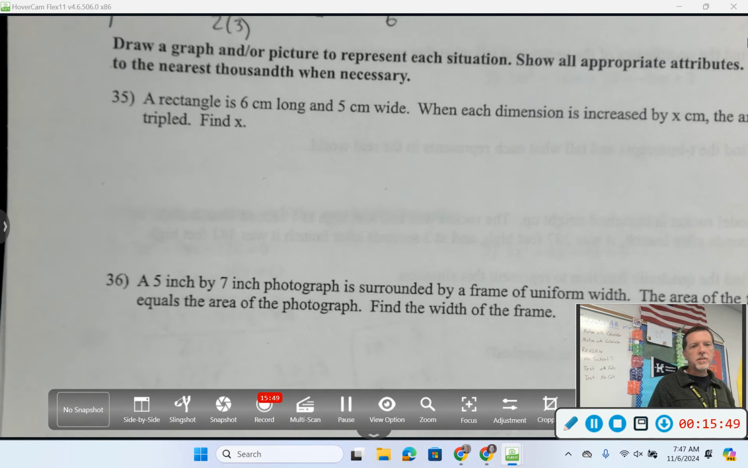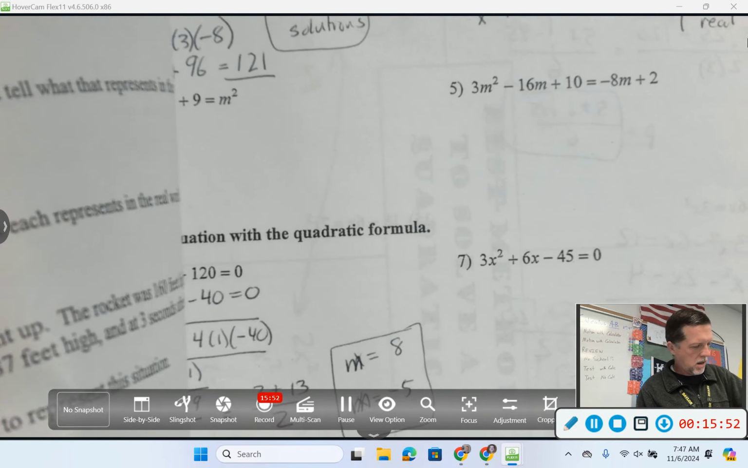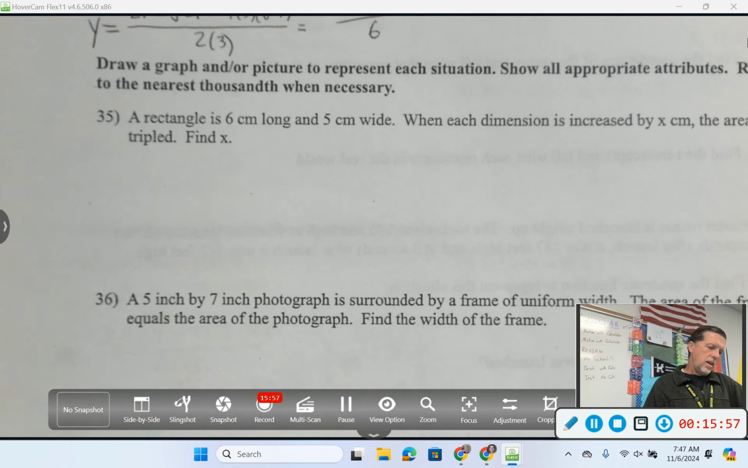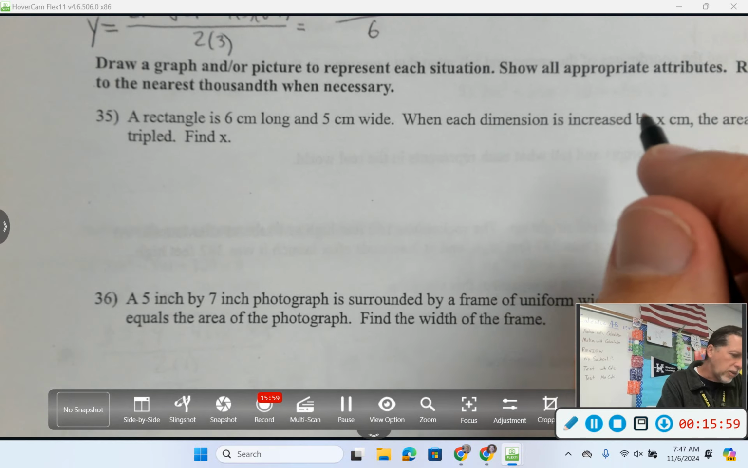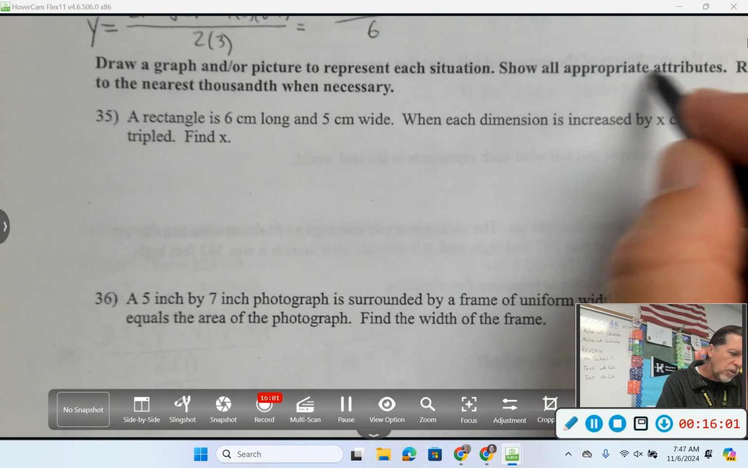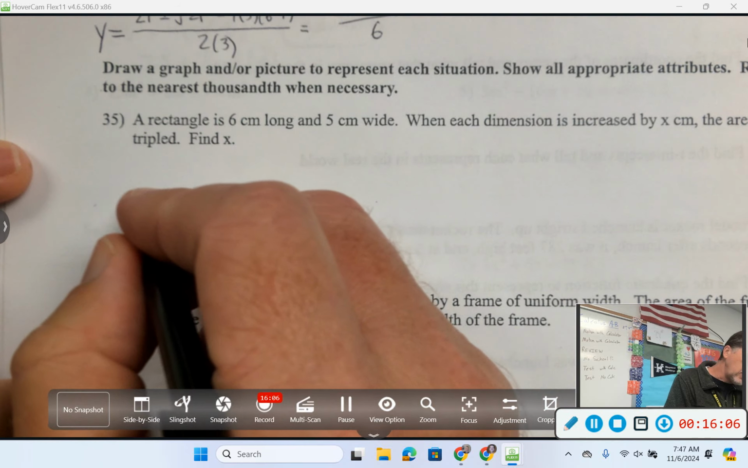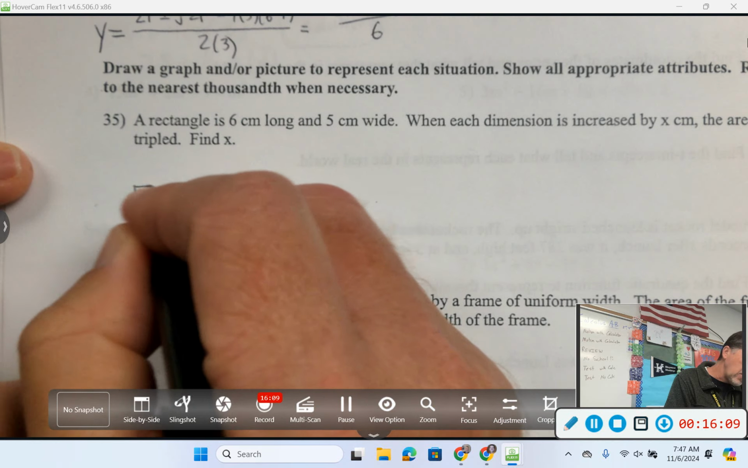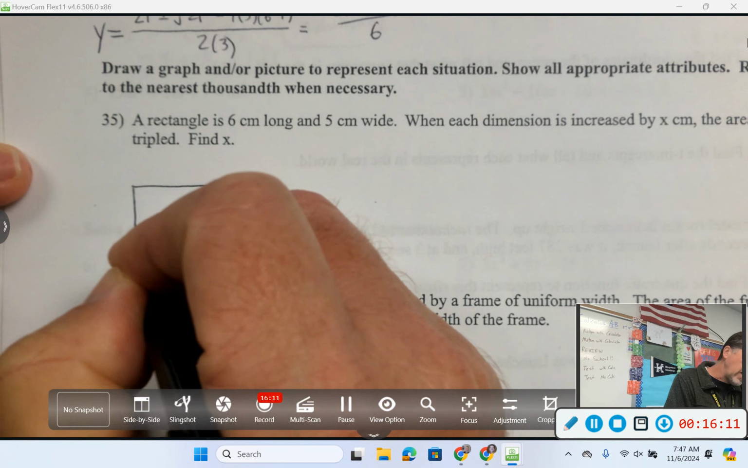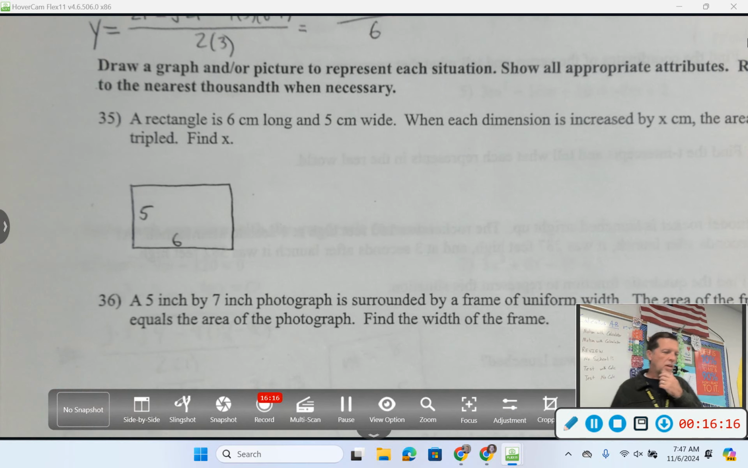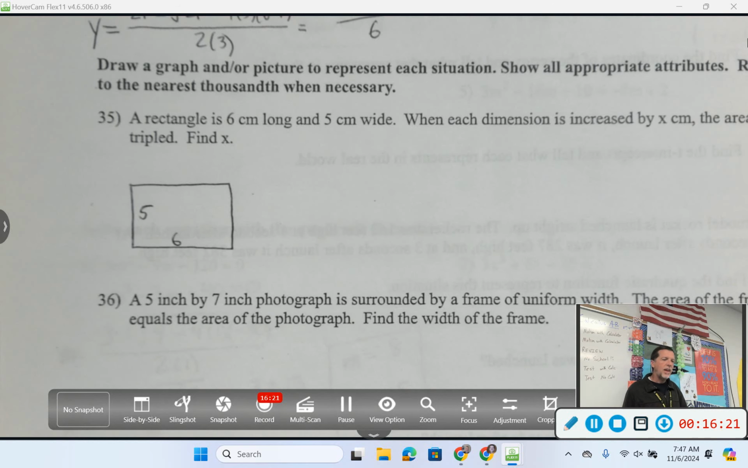Word problems. Draw a graph and or picture to represent the situation. Show all appropriate attributes. Round to the nearest thousandth when necessary. A rectangle is 6 centimeters long and 5 centimeters wide. That's easy enough. There's no unknowns there, 6 by 5. When each dimension is increased by x, the area is tripled. Find x.